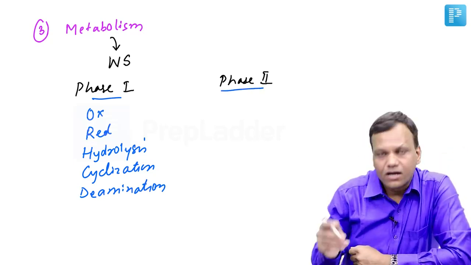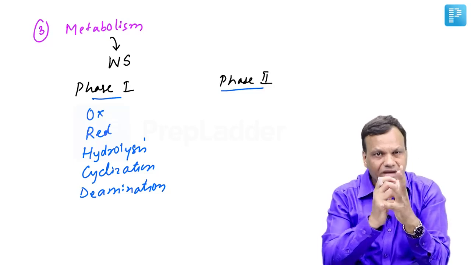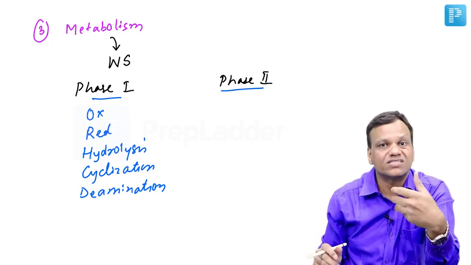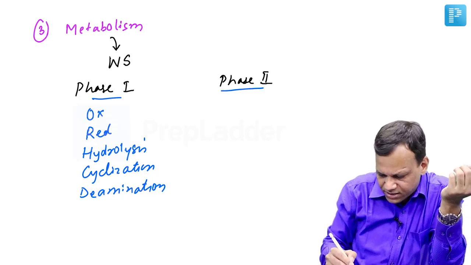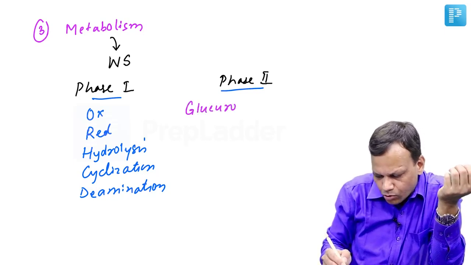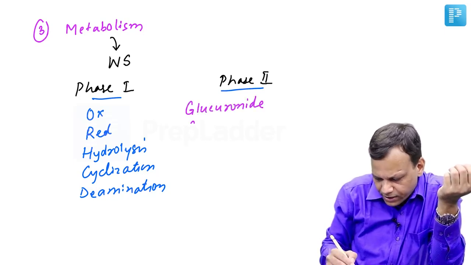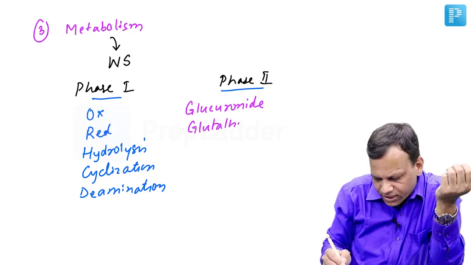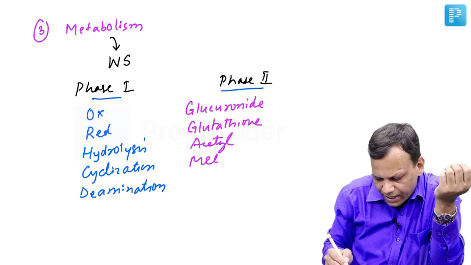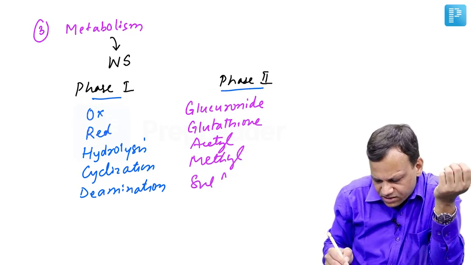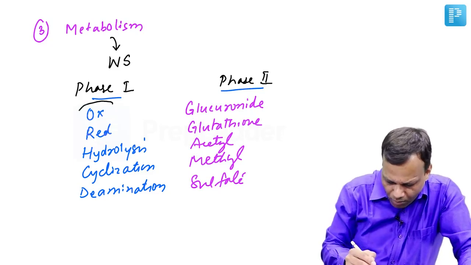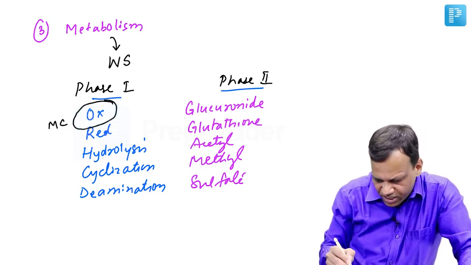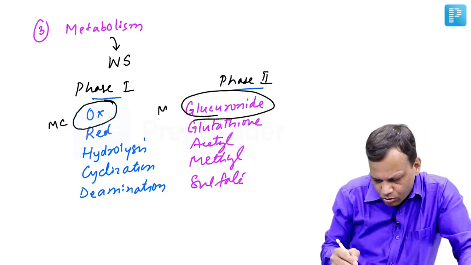Whereas phase 2 are conjugation reactions. Here the drug will combine with some substance. So they are better known as conjugation reactions or synthetic reactions. The drug can combine with substances like glucuronide conjugation. It can combine with glutathione conjugation. It can combine with acetyl, methyl, sulfate, any of the groups. When it combines with something, it becomes a phase 2 reaction. Okay. Now among phase 1, the most common phase 1 reaction is oxidation, whereas the most common phase 2 reaction is glucuronide conjugation.